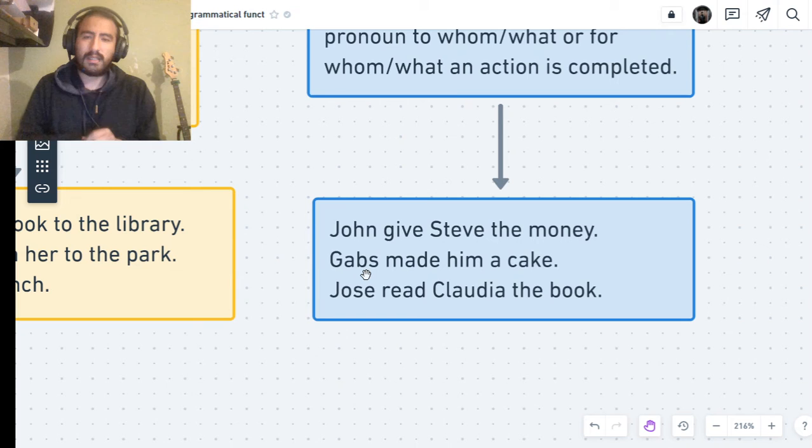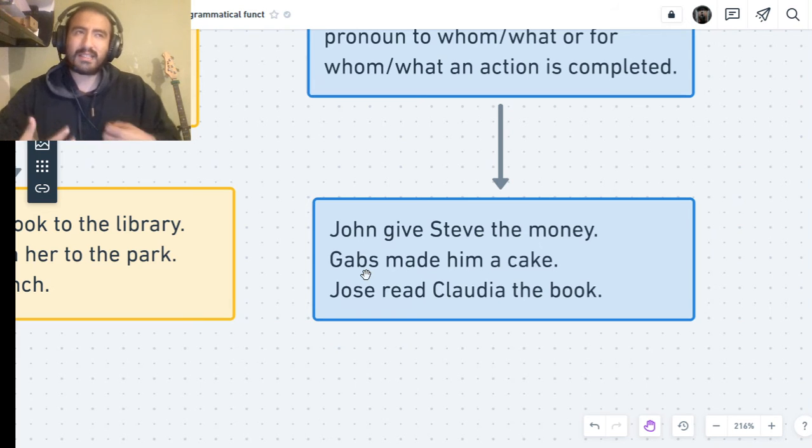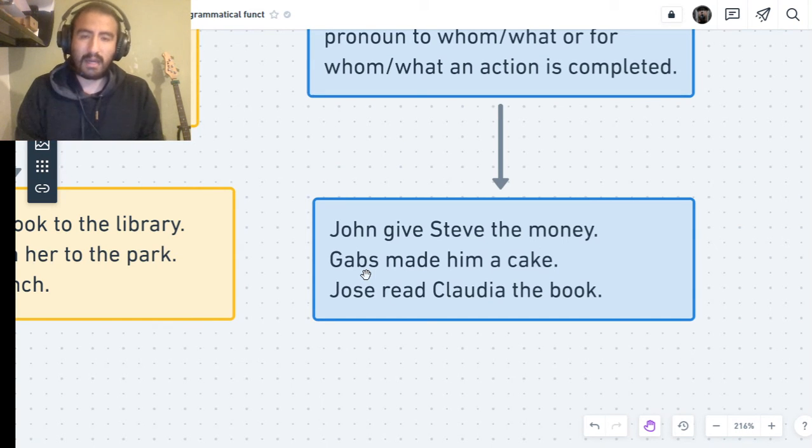And the last one, Jose read Claudia the book. What is Jose doing? Jose is reading. What is Jose doing that for? Jose is reading for Claudia. So Claudia is the indirect object.